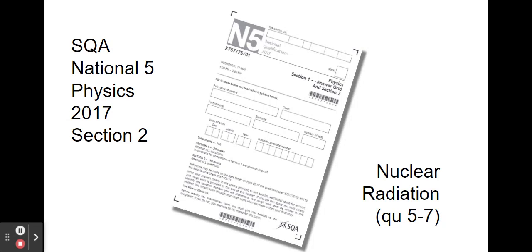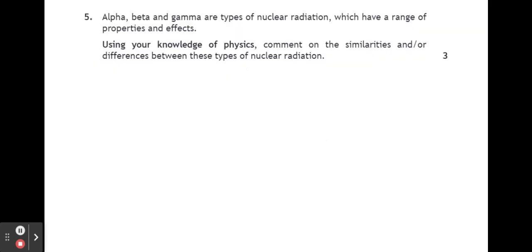Hello, folks, and today we're going to have a look at the nuclear radiation questions from the National 5 Physics paper in 2017. These are questions 5 through to 7, and the first one is actually an open-ended question.